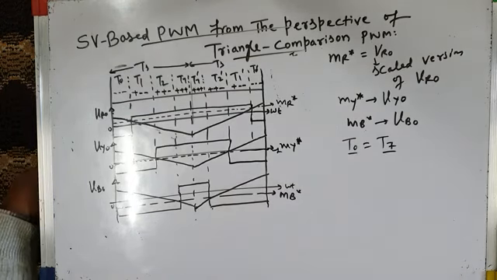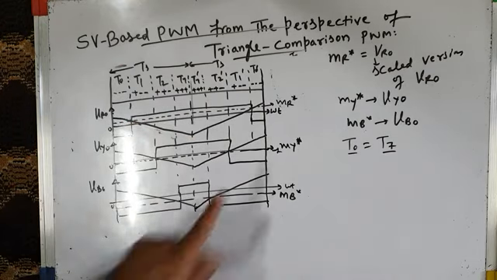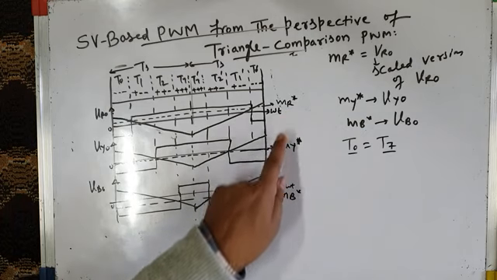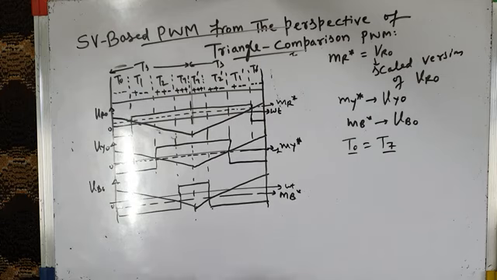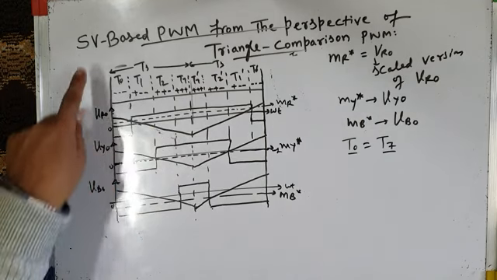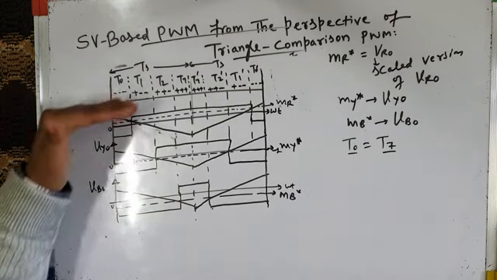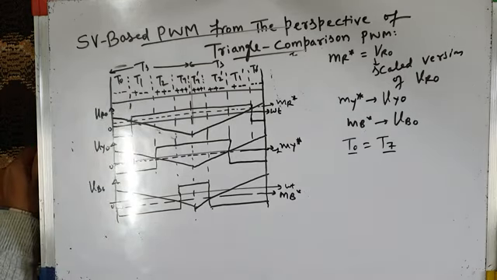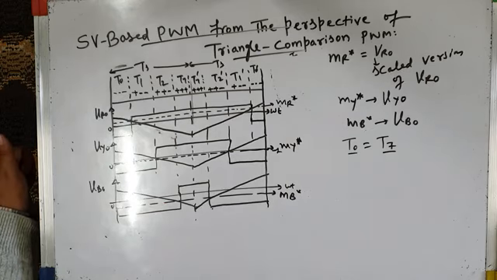This is so if our modulating waves are not sinusoidal modulating waves, but modified modulating waves MR star, MY star, and MB star. The question is, what will be the nature of these modified modulating waves which will produce the same results as produced by space vector PWM? Because we have seen that sine triangle comparison PWM does not produce the same results as space vector based PWM. There T0 is not equal to T7, and it does not give 15.5% higher inverter output voltage.